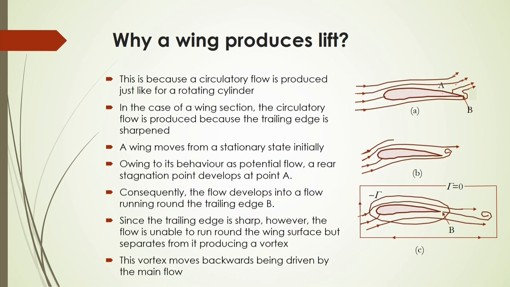And you will see that since this trailing edge is sharp, sometimes the flow is unable to run round the wing surface, but separates from it, where vortices form near the wing surface. And these sometimes move backward, driven by the main flow.